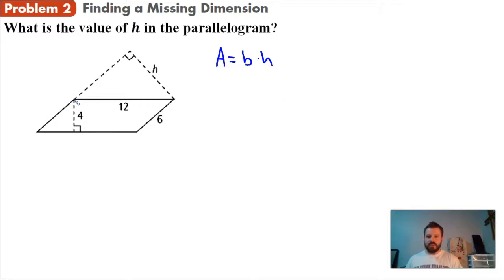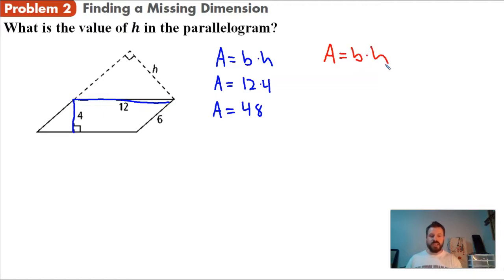And what I'm going to do is use the base and height that I know. So area is equal to 12 times 4. In other words, the area is 48. Okay, how is that helpful? Well, let's go back to the formula, area equals base times height, and let's fill it in with the other base and height. The other base is 6. Okay, the other height I don't know, so we'll leave that as H for now.